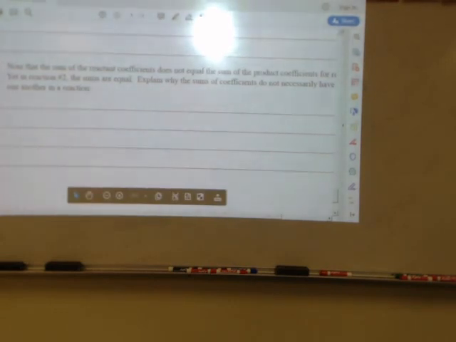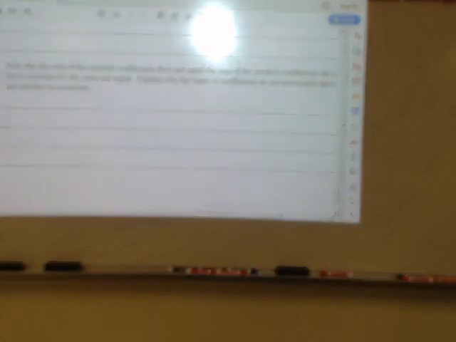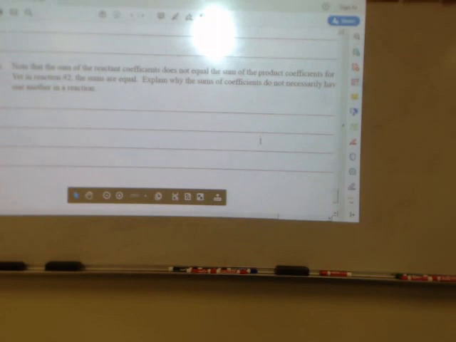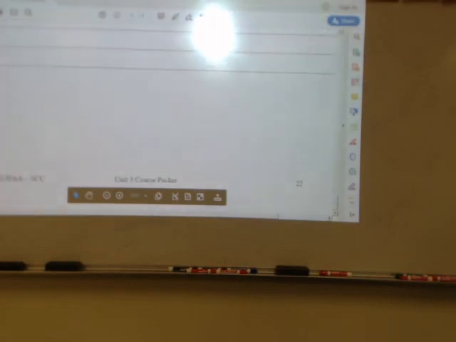C, note that the sum of the reactant coefficients doesn't equal the sum of the product coefficients for reaction number 4, but in reaction number 2, those are equal. Explain why the sums of coefficients don't necessarily have to equal one another in a reaction. So I will have you explain that on your own.